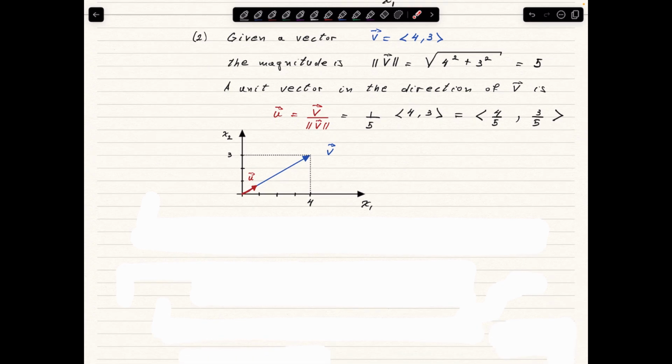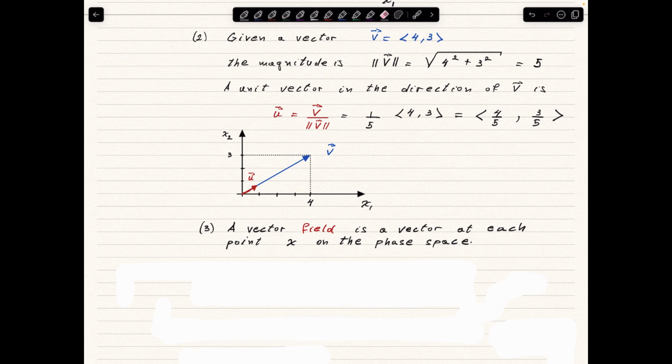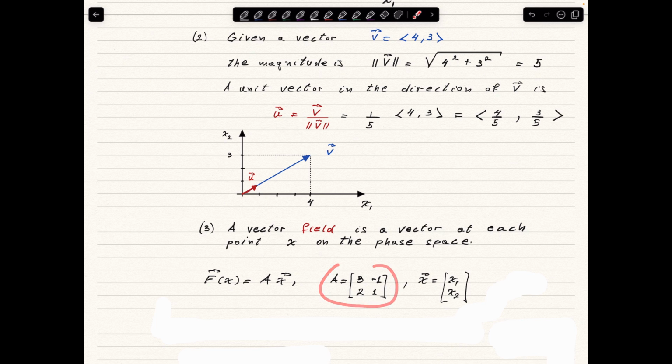So to understand the concept of a vector field, which is a review because you should have seen it in Calculus 3, a vector field is a vector at each point x on the phase space. So at each point here we have a vector pointing in maybe different directions. For example, suppose we have the matrix 3, -1, 2, 1, to say something, and our variable vector is (x1, x2).